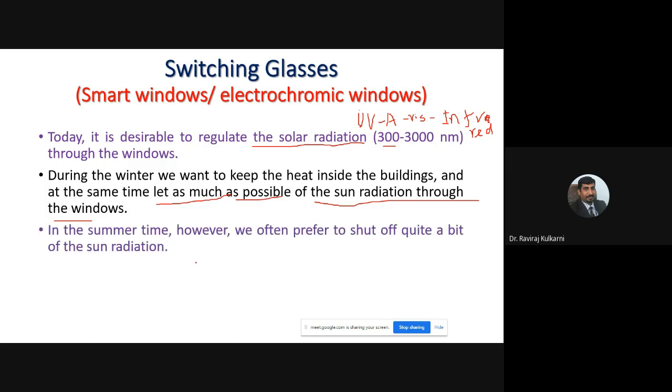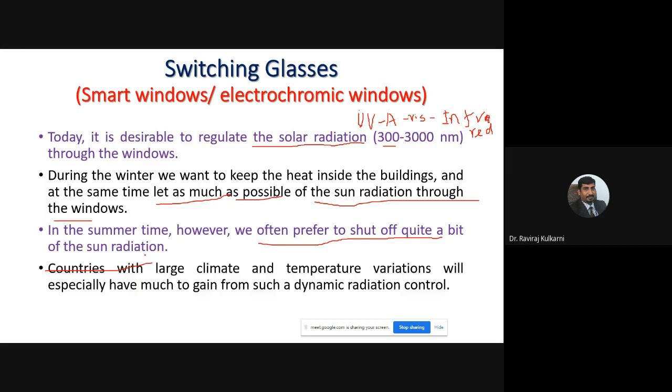In the summer, we often prefer to shut off most of the sun radiation. Countries with large climate and temperature variations, especially European countries, where in summer temperature goes to 40 degrees Celsius, in winter it goes to -5 or -10 degrees Celsius. So variation is more. When you go to northern part of India, also the climate variation is more. Here we don't have that much change in climate.